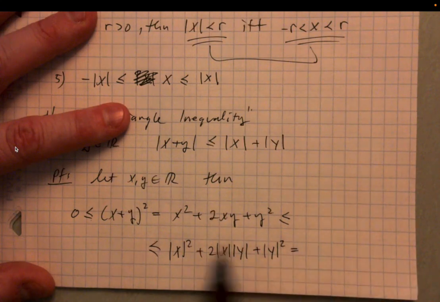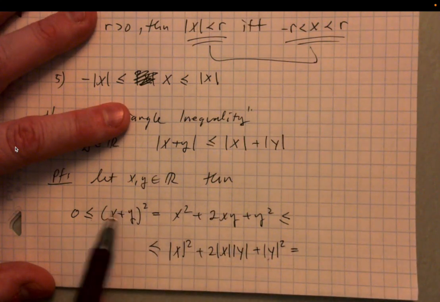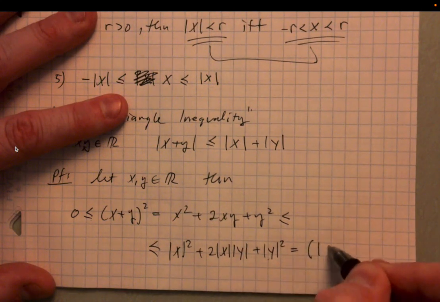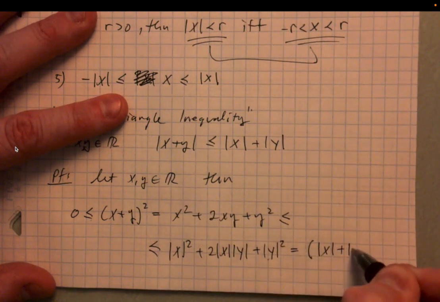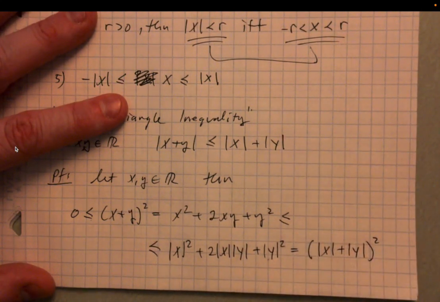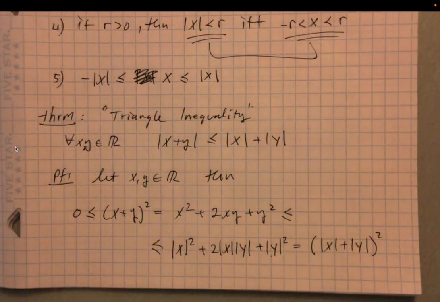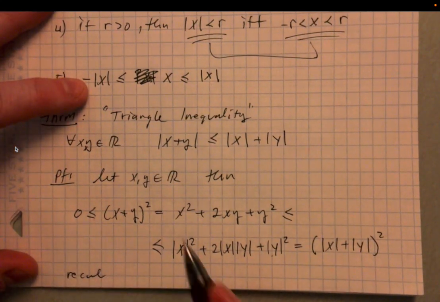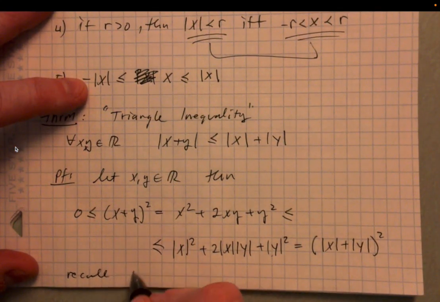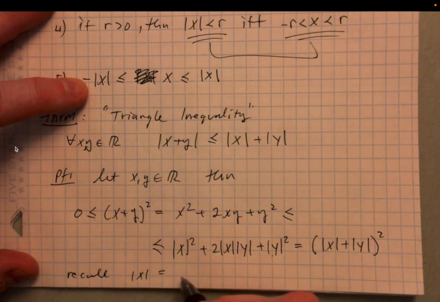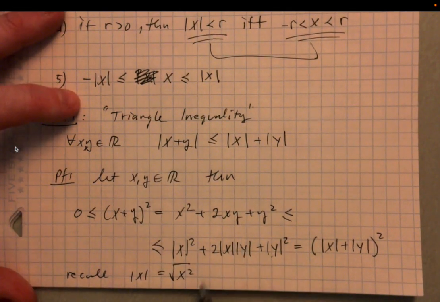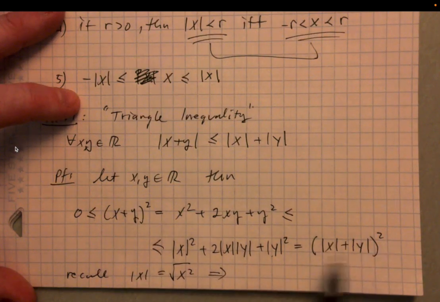Okay, and then this, if you look at it, we can kind of package this up, and this is really going to be the absolute value of x plus the absolute value of y quantity squared. Okay. And so recall, in the previous theorem, we said that the absolute value of x is equal to the square root of x squared, right? And we're going to use that fact here.